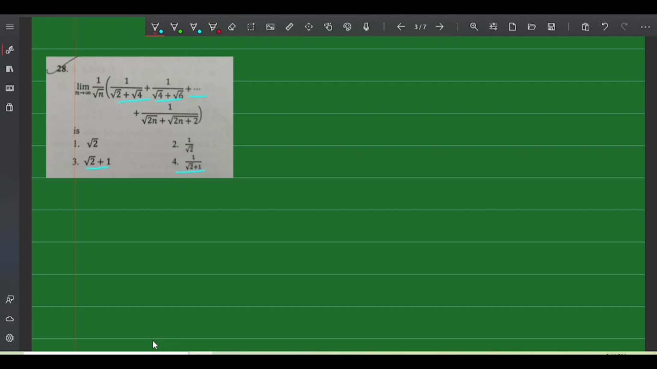These are the options. Now consider the expression 1 by (root 2 plus root 4) plus 1 by (root 4 plus root 6) plus etc. plus 1 by (root 2n plus root (2n plus 2)). We need to find the limit of 1 by root n into this expression. It is equal to... Now consider the first term, 1 by (root 2 plus root 4).